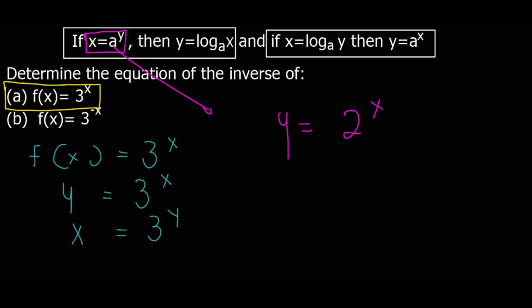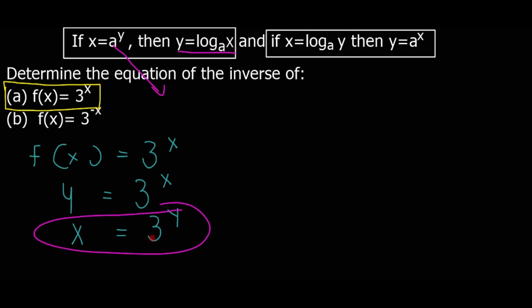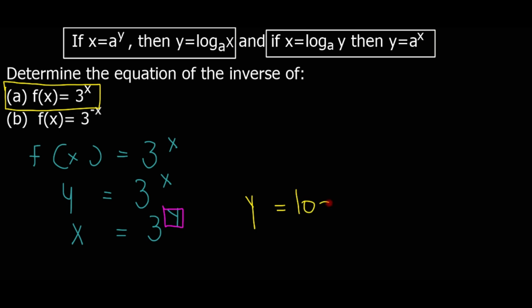Actually x equals a to the exponent y is written as y equals log a of x. This is the a. For this problem, our a is 3. And then now we apply log, with this exponent as the subject. This is the definition: y equals log, and then it says a.